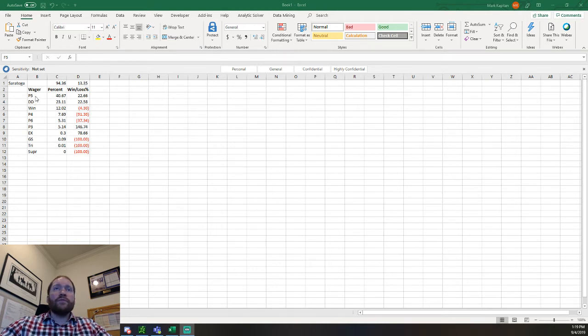For years, I've really focused on the pick five. It's become more and more influential, and I found that it's just a wager I do well at. So 40.67% of my money wagered went through the pick five, and I averaged a 22.66% return on that investment.